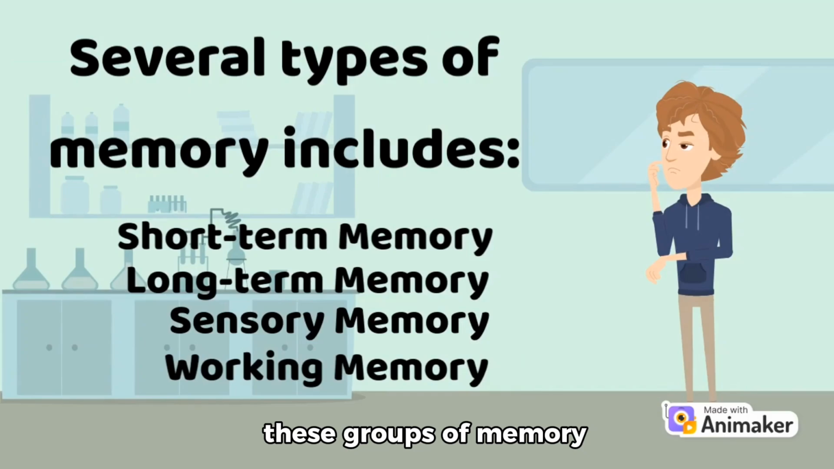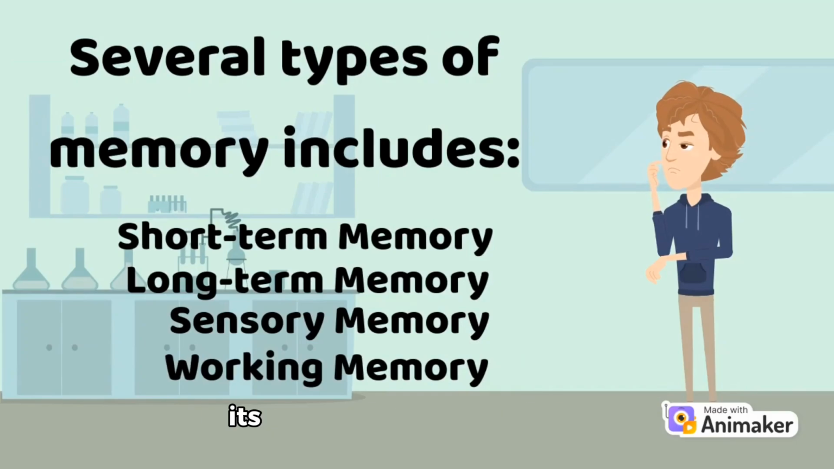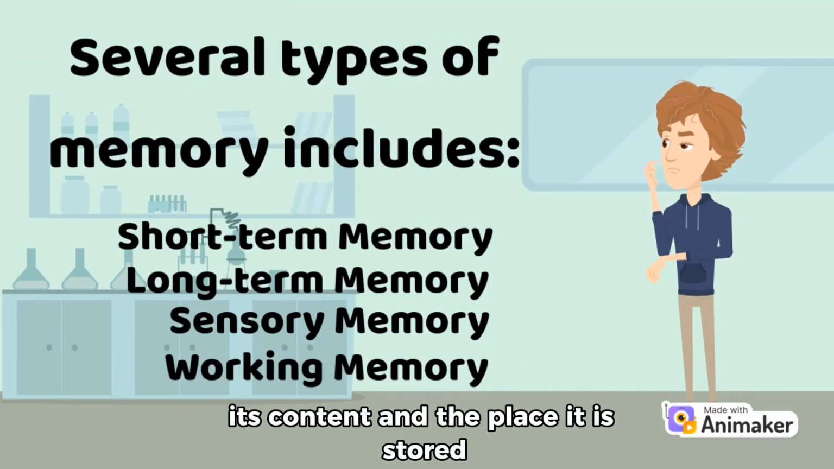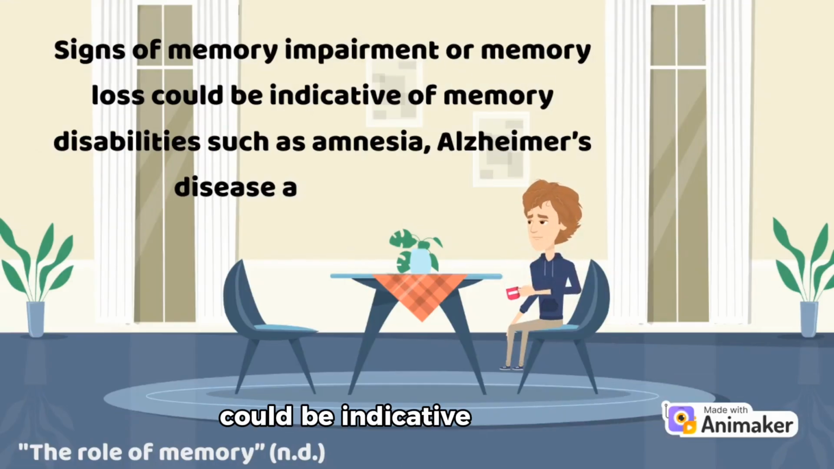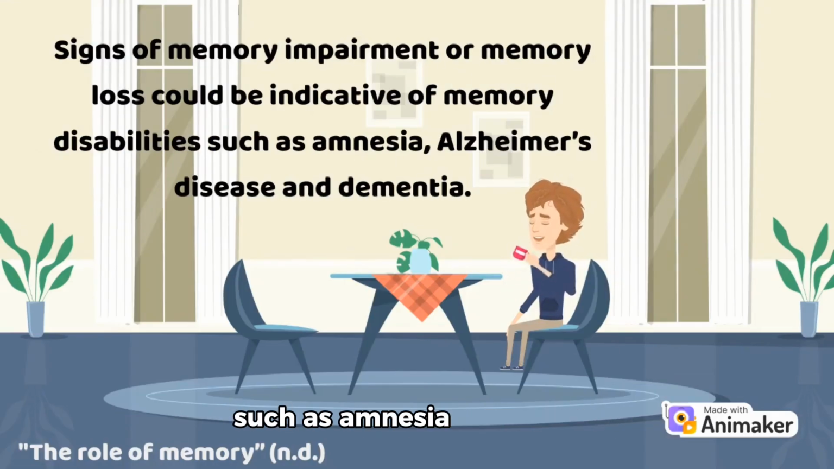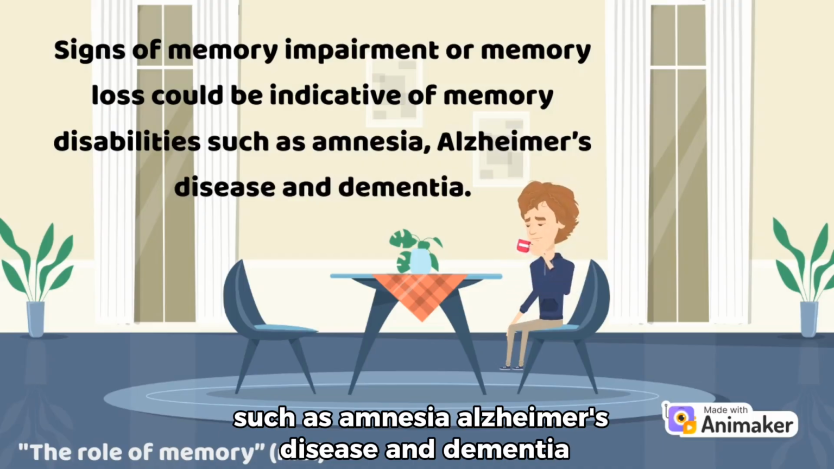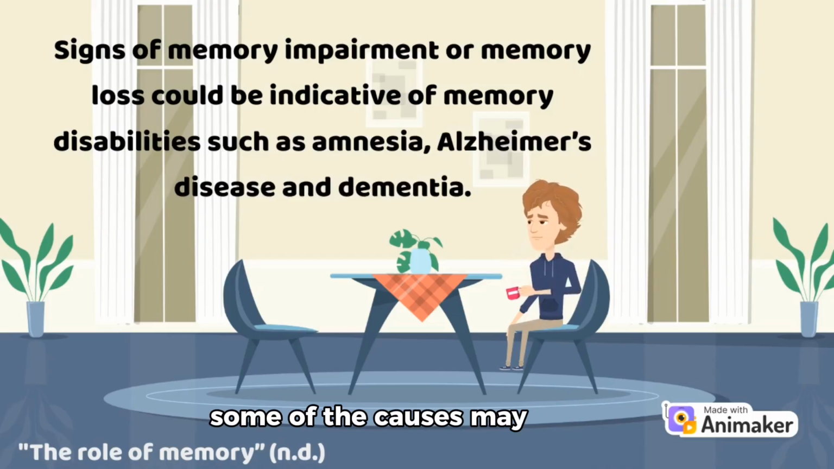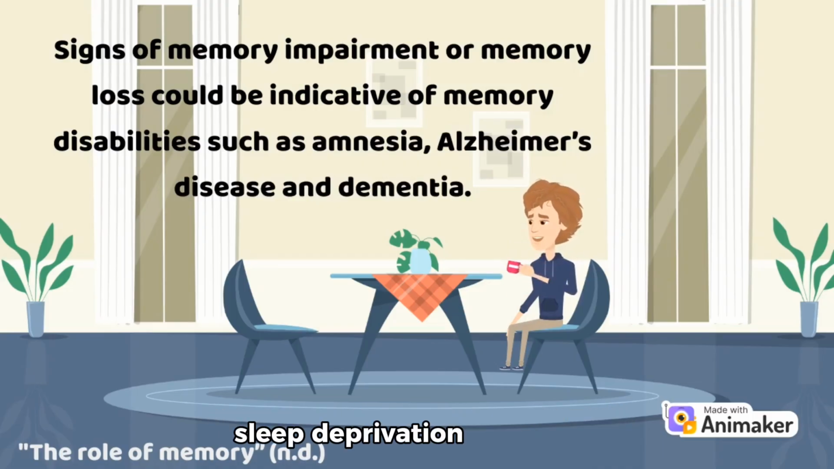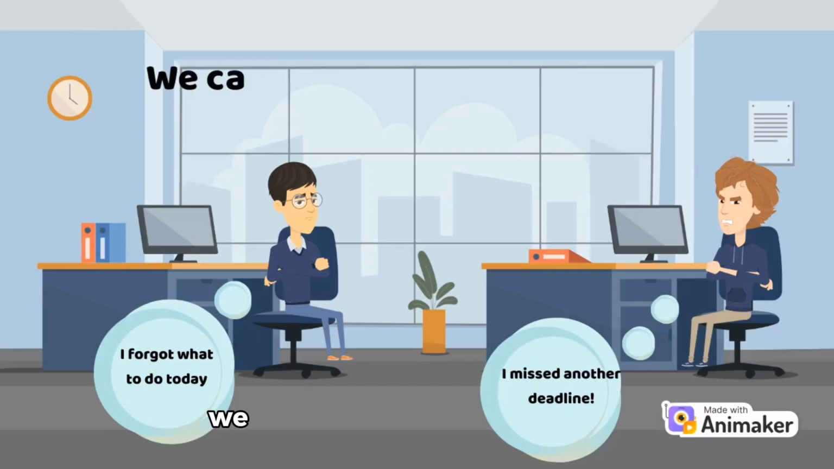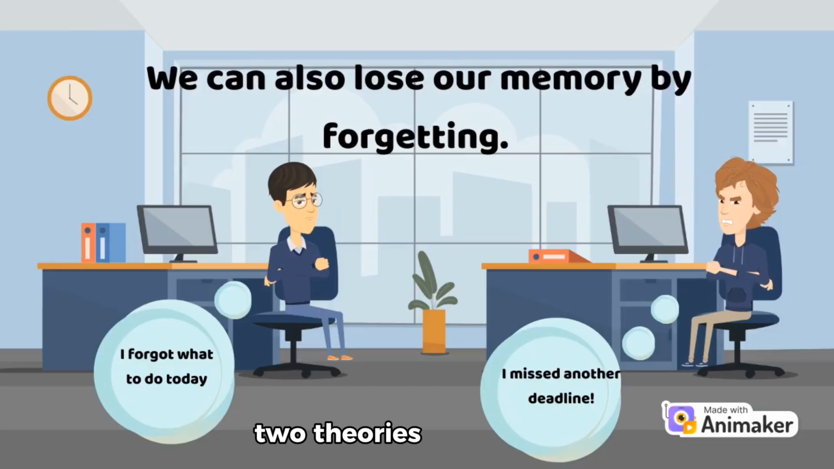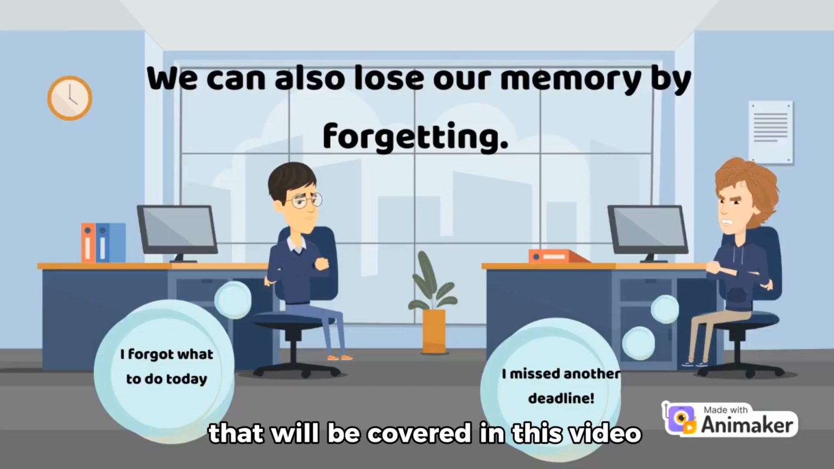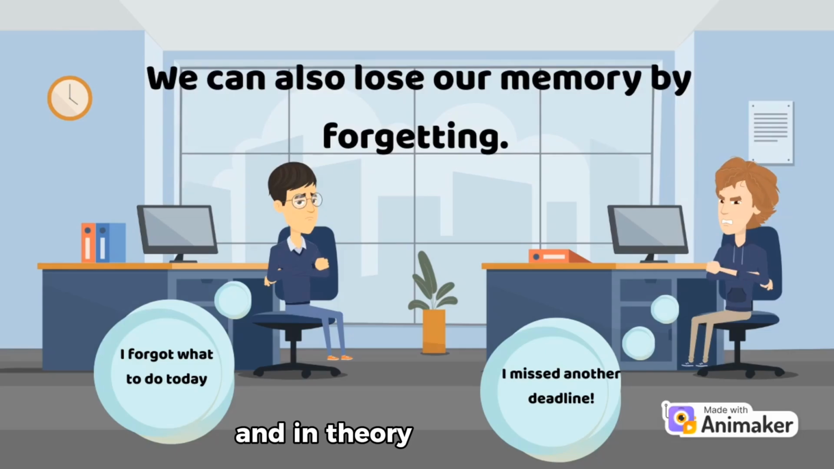These groups of memory differ by their amount of storage time, its content, and the place it is stored. Signs of memory impairment or memory loss could be indicative of memory disabilities such as amnesia, Alzheimer's disease, and dementia. Some of the causes may include substance use, sleep deprivation, depression, head injury, and stroke. We can also lose our memory by forgetting. Two theories of forgetting that will be covered in this video include the decay theory and the theory of interference.